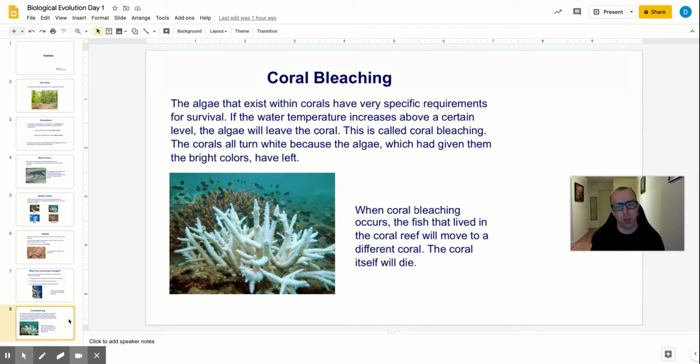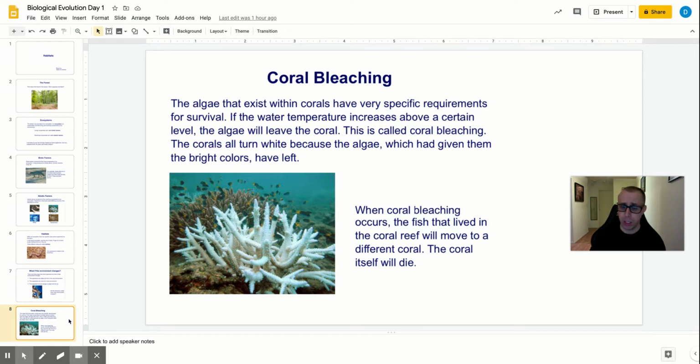Here we're going to talk just a little bit about coral bleaching. The algae that exists within corals have very specific requirements for survival. If the water temperature increases above a certain level, the algae will leave the coral. This is called coral bleaching. The corals all turn white because the algae, which had given them the bright colors, have left.